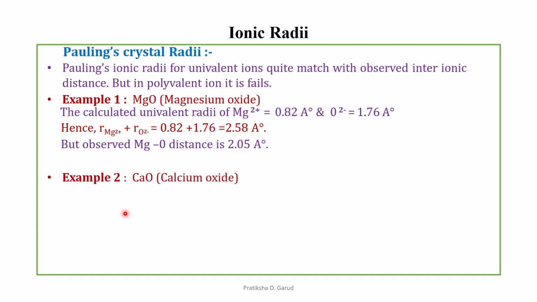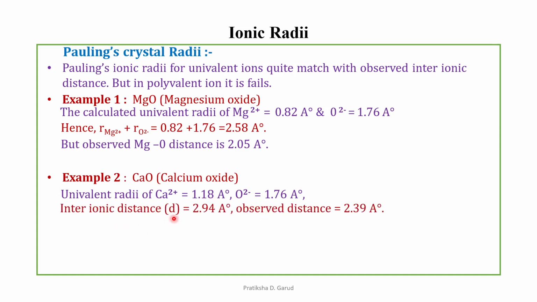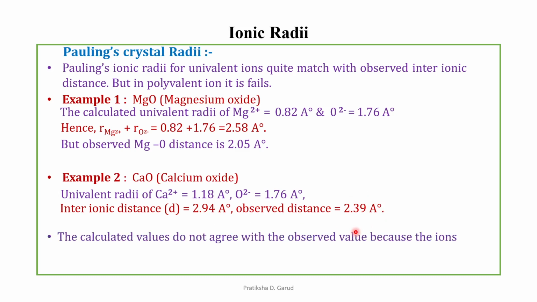Second example, calcium oxide. The univalent radius of calcium 2 plus is 1.18 angstrom, O2 minus 1.76 angstrom. Hence the internuclear distance D is equal to 2.94 angstrom. But the observed value is 2.39. Again, these two values do not match. So the calculated values do not agree with the observed values, because the ions Mg2 plus, Ca2 plus, O2 minus are not univalent, but divalent. So this is the difference. We calculated for univalent, but these ions are actually divalent.